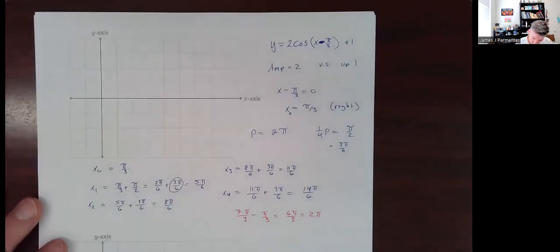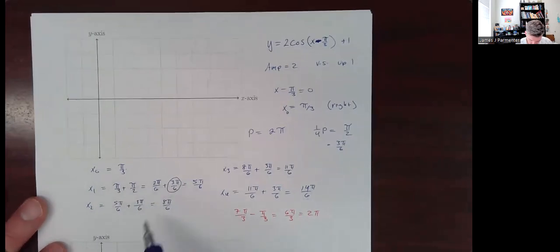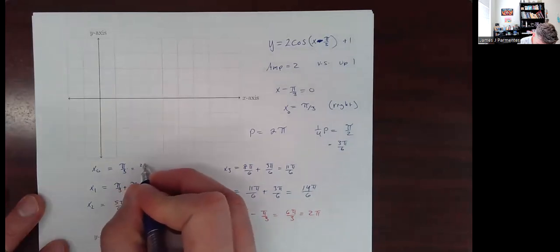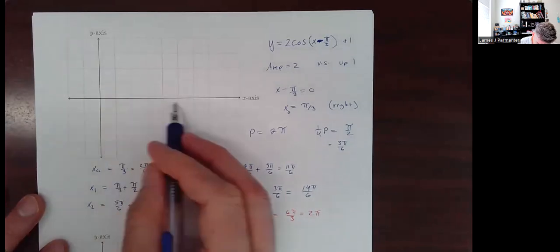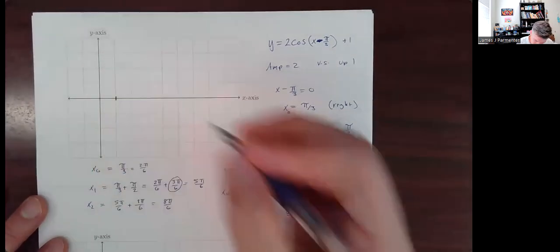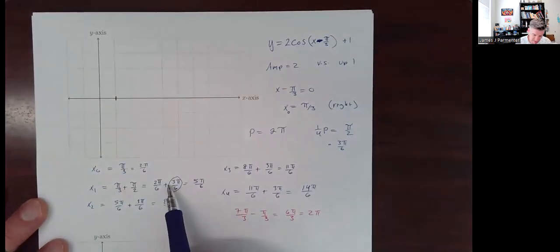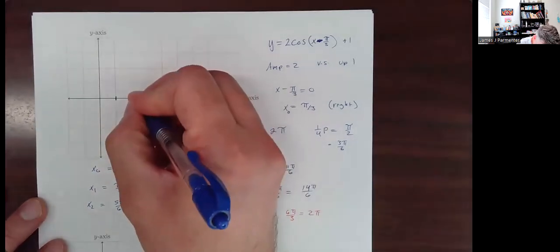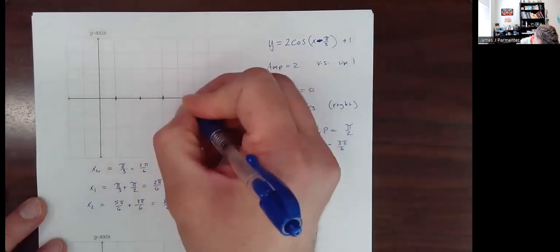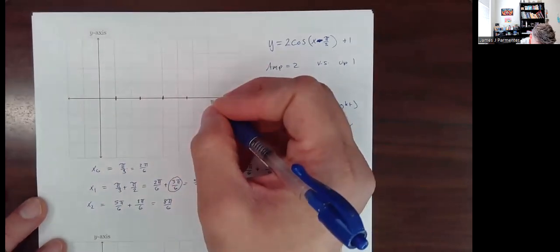So let's see if I can make this look decent. The problem here is that this is pi over 3, which is 2 pi over 6. So I'm going to try and make that look like this. So that's my pi over 3. But then the problem is each of them is 3 pi over 6 away. So the next one's going to be here and then here and then here. Yeah, that's fine.